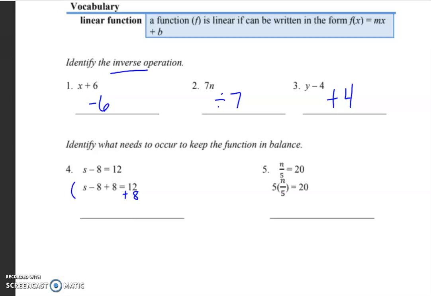If this line right here confuses you, just mark it out. And then you can see s minus 8. All you had to do was put plus 8 on both sides. Right here, they worked it for you. They said n divided by 5, so they said times by 5. If this line right here confuses you, mark it out. N divided by 5. Opposite is times by 5. So you would say times by 5.